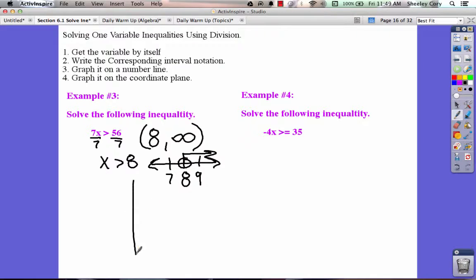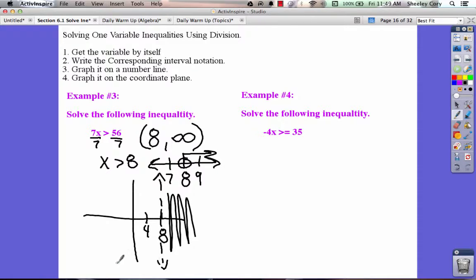And then finally we're going to draw our graph. X is greater than 8. Well, in this case, we're going to mark out here 8. Let's see. We'll go up by 4s. So 4, 8. It's a dashed line because it's a greater than sign. So a dashed vertical line. X greater than 8, we're going to shade to the right side where x is greater than 8.